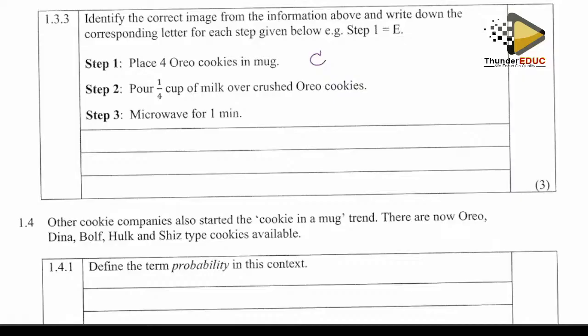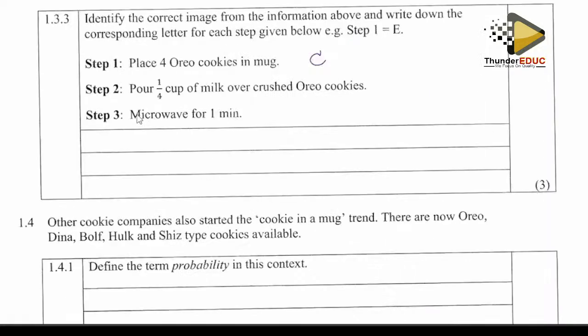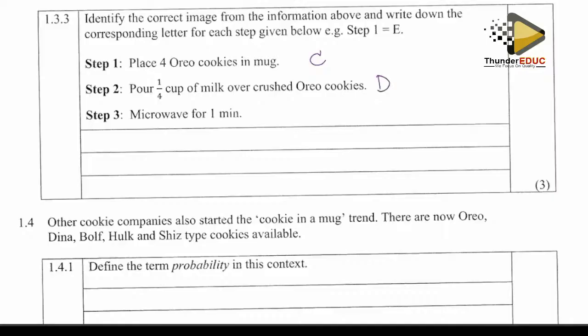Pour 1/4 of a cup over the crushed cookies. In this image here, you see that this is the one it's pouring. So we say D. Then we have microwave for 1 minute. Microwave definitely is going to be B. So this is 1, this is 2, then we have 3. So let's go back and write them. C, D, B. That's the order. Step 1, C. Step 2, D. Step 3, B.